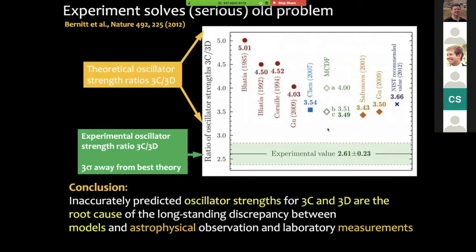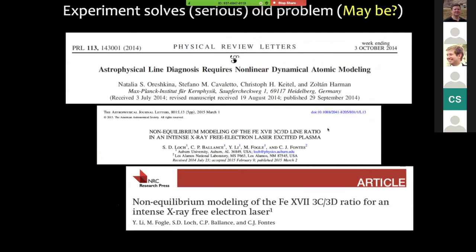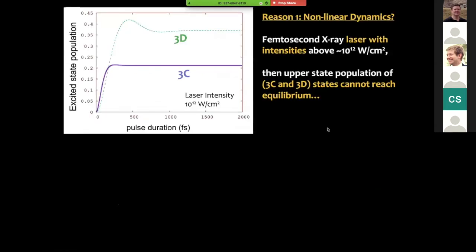However, later on, serious shortcomings of the experiments and theoretical modeling were addressed by several groups. And what are these shortcomings? The first one is the nonlinear dynamical effect. So what is this? When you have a femtosecond X-ray laser with intensities of about 10 to the 12 or 10 to the 13 volts per centimeter square, then the upper state level population of 3C and 3D in your photo excitation measurement will not reach the equilibrium population.